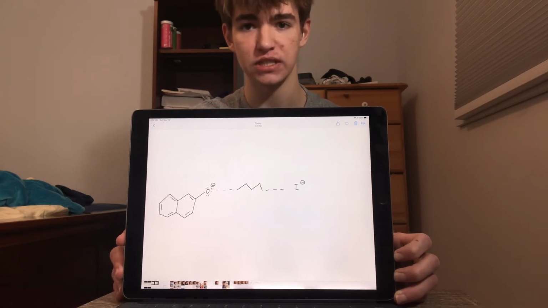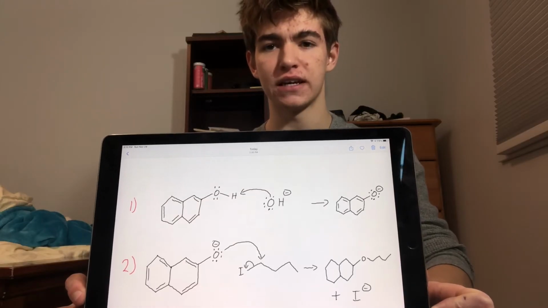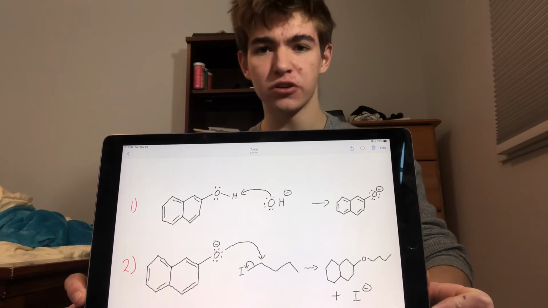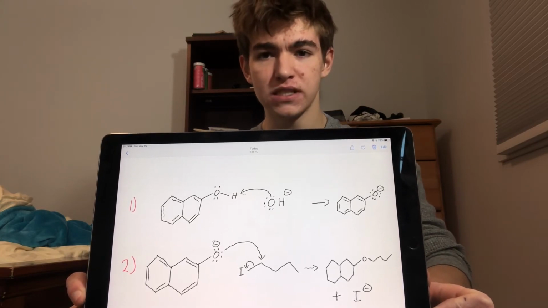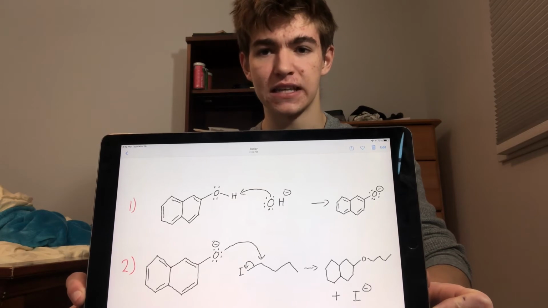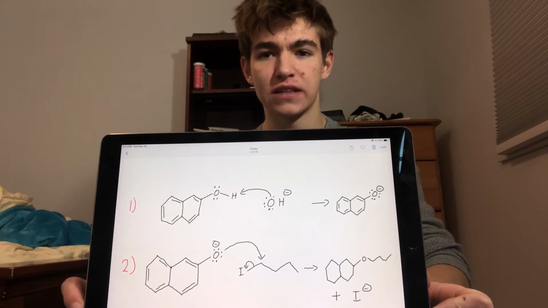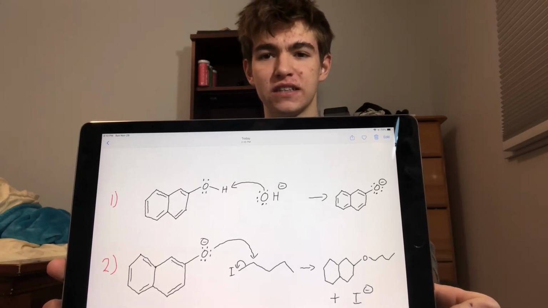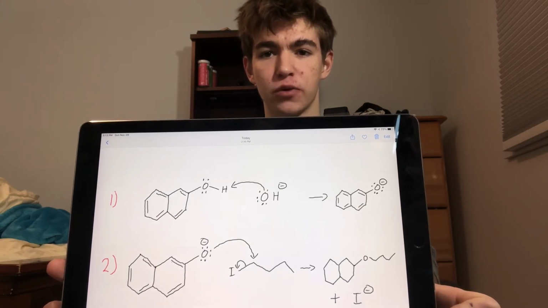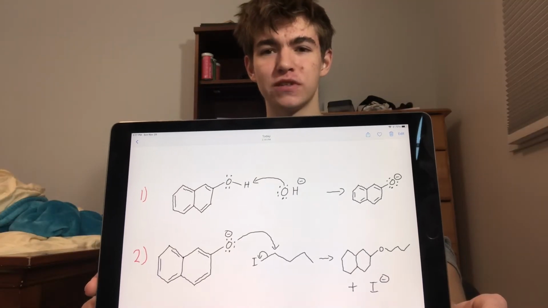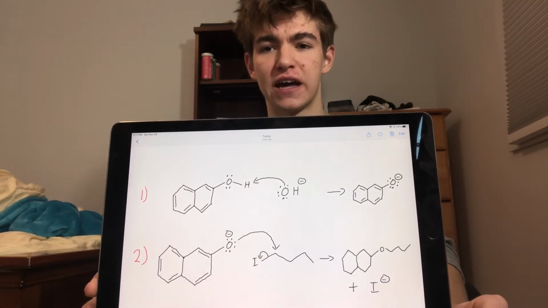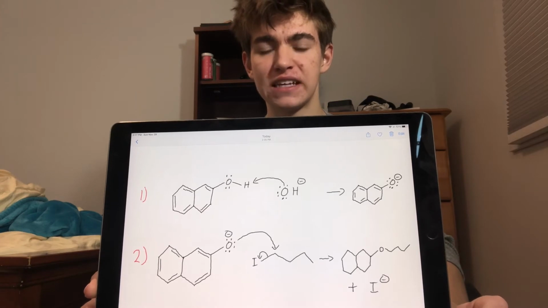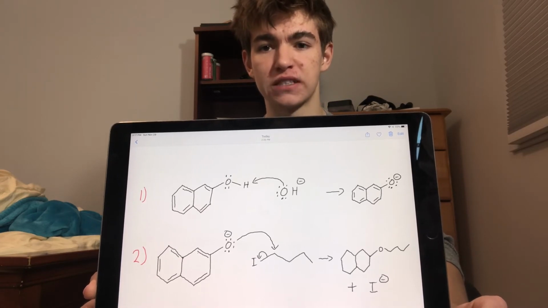The 1-iodobutane is a good substrate because it is not sterically bulky, so the carbon center is easily accessible to the nucleophile so that the substitution reaction can occur more easily. The iodine is a good leaving group because it is electronegative, so it can stabilize the extra negative charge. The 2-naphthol is a good nucleophile because of that charged oxygen, which can easily attack the substrate's carbon.